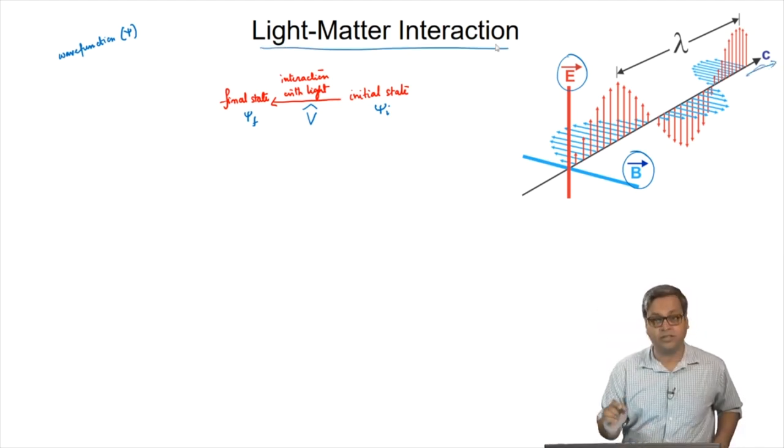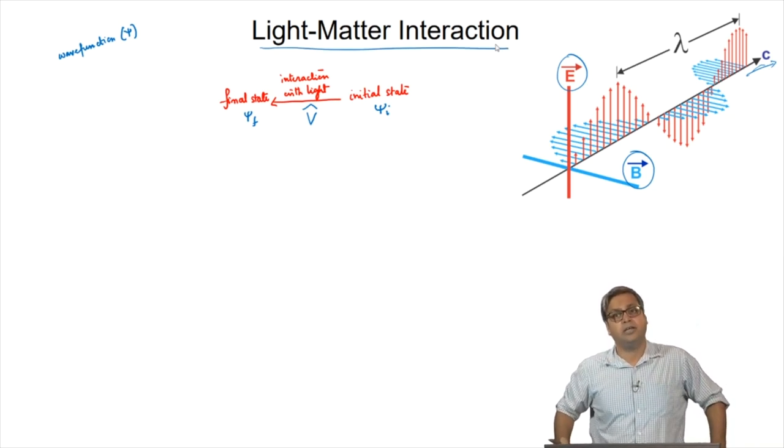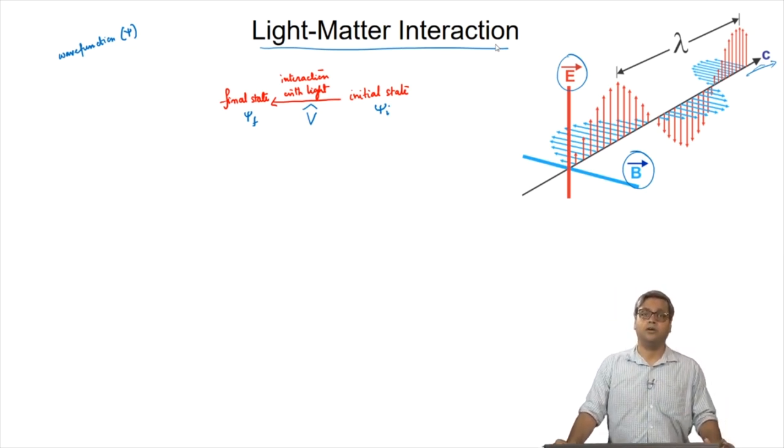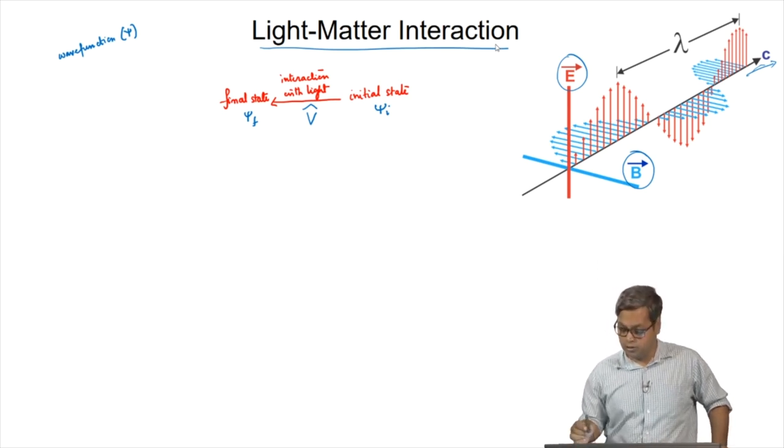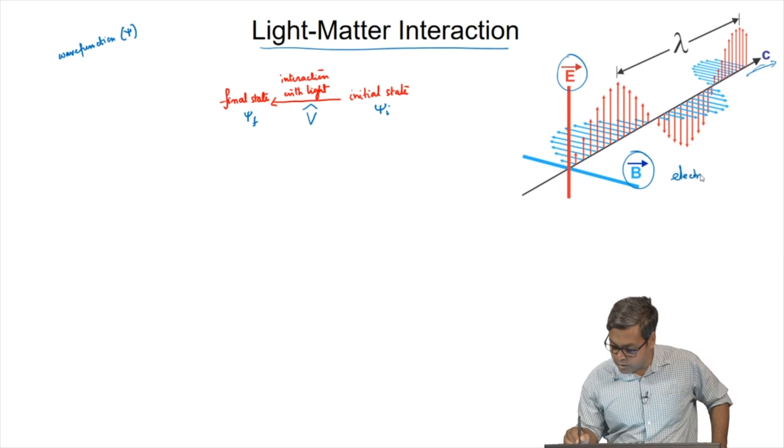For a light matter interaction, the involved interaction is between the charge or charge distribution in atoms and molecules and the electric field or the magnetic field of light. Since the interaction with the magnetic field is very small compared to that with the electric field, we would confine our discussion to the interaction with the electric field only. Spectroscopic transition involved in such a case is called electric dipole transition.